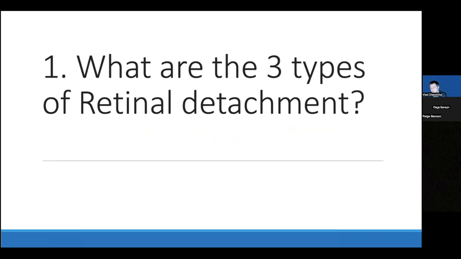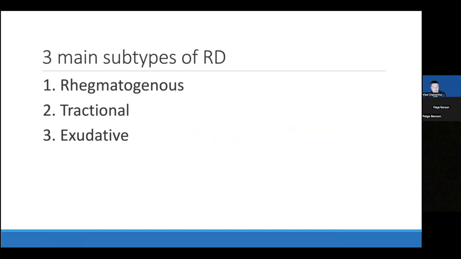Okay, so I have a few questions for you. And for brevity, we're just going to go through them. You guys answer in your own heads. But what are three types of retinal detachment? Remember, rhegmatogenous, tractional, and exudative. Within each, there's different categories.